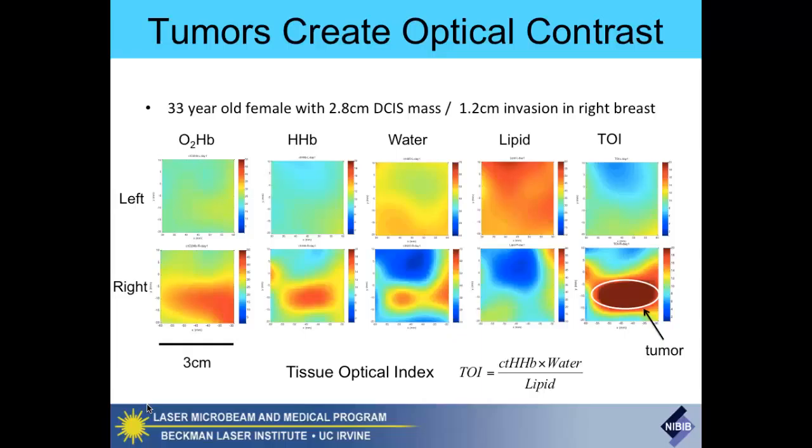And you see, this is the right side where the tumor is. You can see an increase in oxy, a localized increase in deoxy. There's more water, there's reduced lipid, and then our index can range from a factor of 2 to 20-fold contrast. And that's just based on endogenous molecules, endogenous contrast. So there's a lot of endogenous contrast that's available.